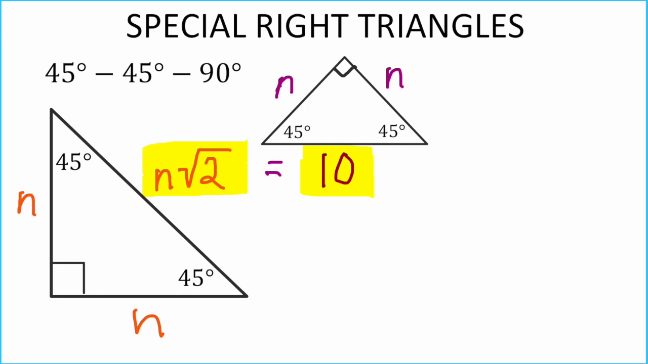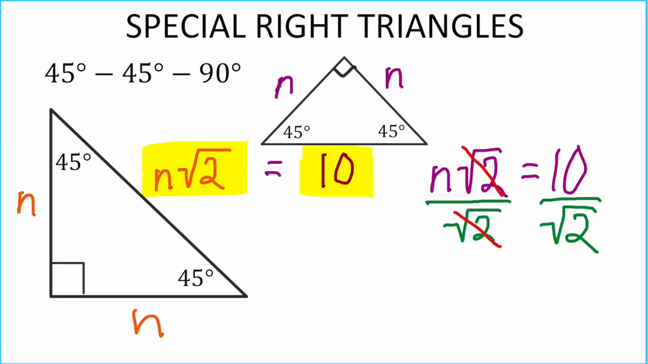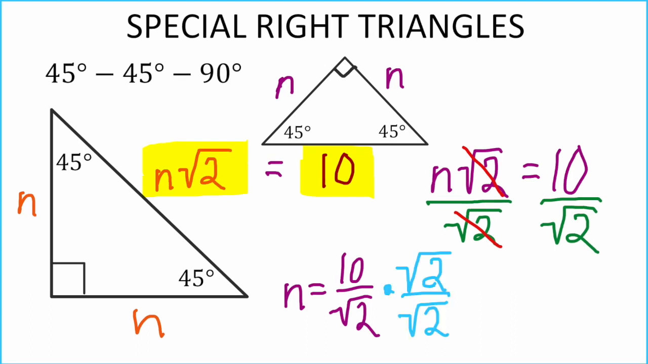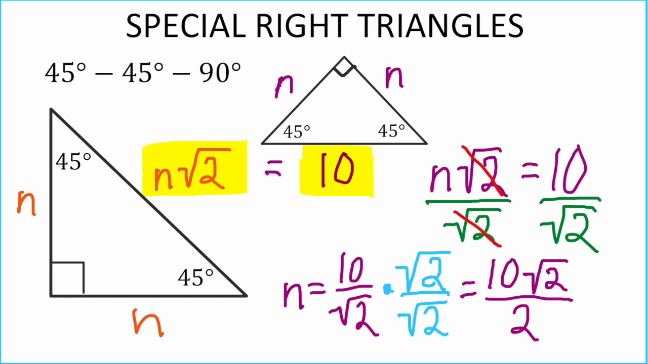So now let's solve that. Divide both sides by radical 2, and we get 10 divided by radical 2, which we want to simplify because we don't want radicals on the bottom. So multiply by radical 2 over radical 2. We're left with 10 radical 2 over 2. And you can reduce that 10 and that 2 and get a final answer of 5 radical 2. So in this situation, 5 radical 2 would be the two missing sides that are legs.